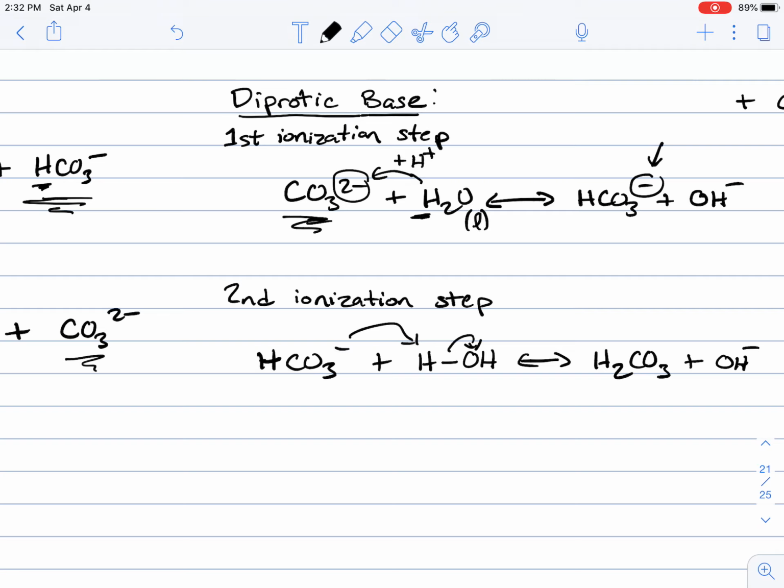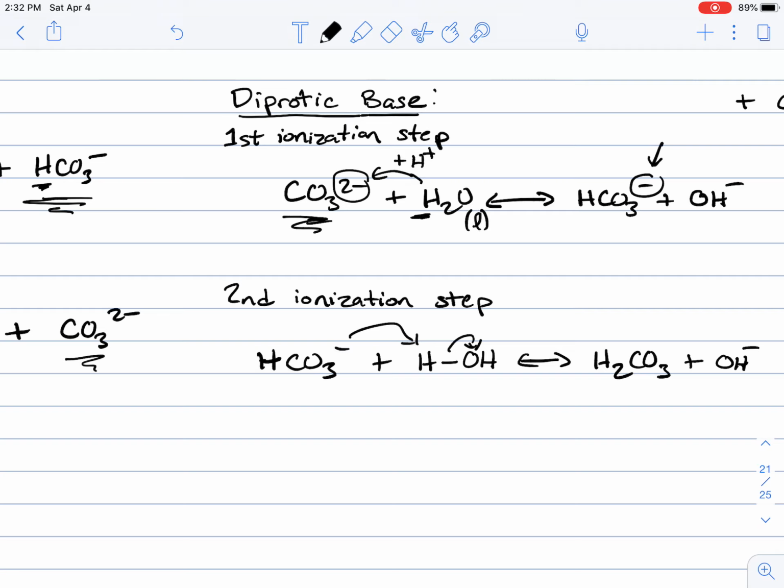All right, and so since the first ionization step is describing the first ionization of the base, we're going to go ahead and represent the forward reaction as Kb1. And for the second ionization step, looking in the forward direction, we're going to go ahead and write Kb2 to describe the equilibrium for the second ionization step. Okay. And so this gives you a preview of how to write chemical equations for diprotic bases for each of these ionization steps.